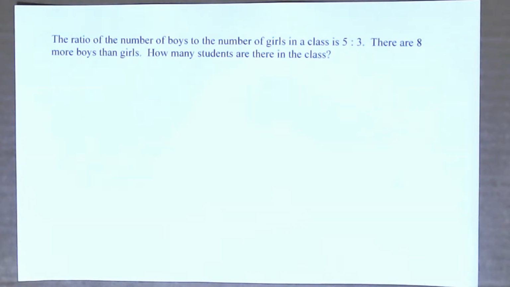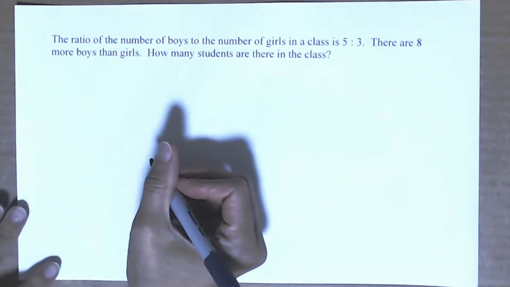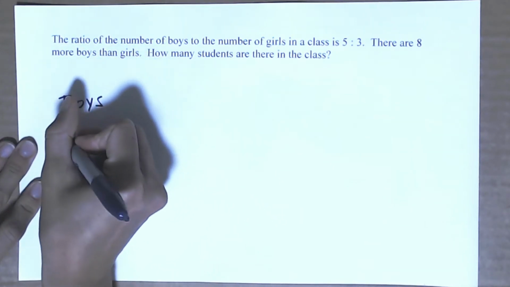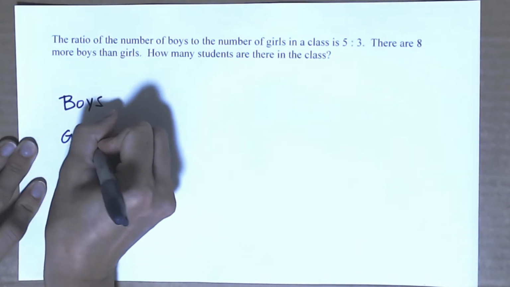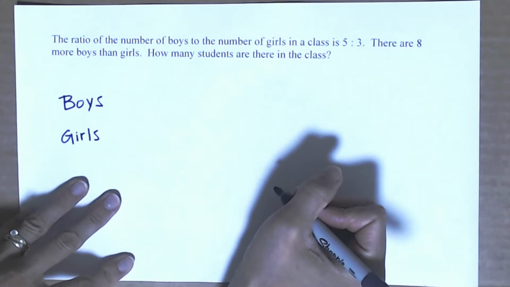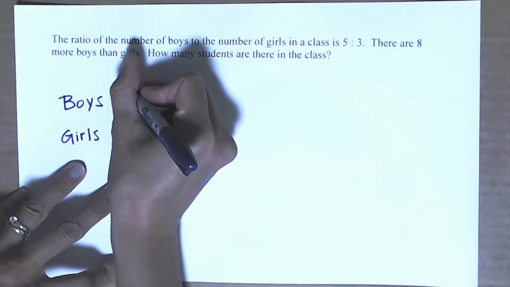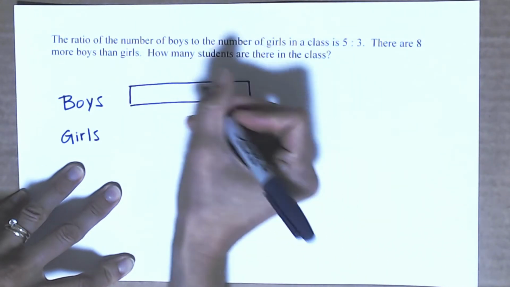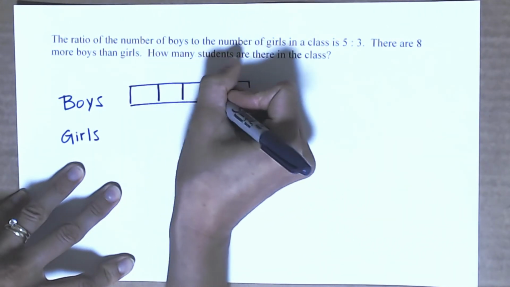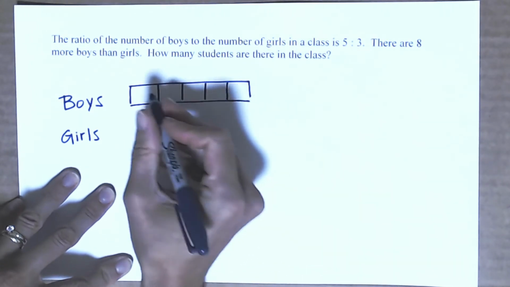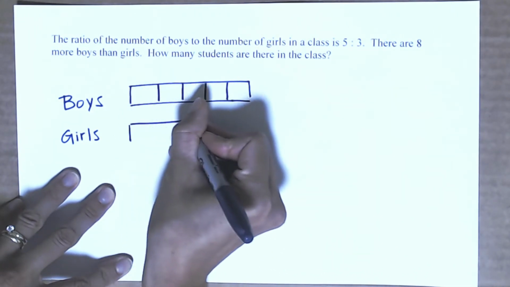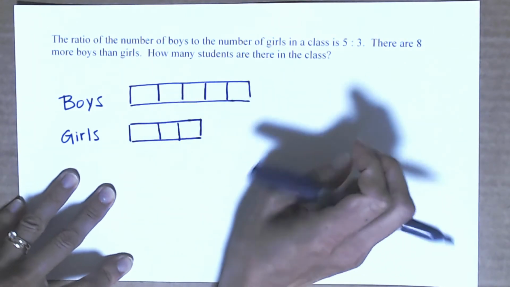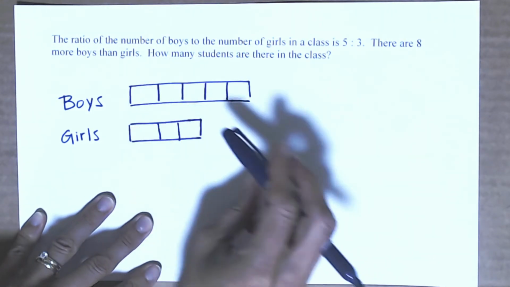Okay, so again, we have a ratio. So we're comparing two numbers. We're comparing boys to girls. And the ratio of boys to girls is 5 to 3. So for every 5 boys, there are 3 girls. There's the 5 and 3. For every 5 boys, there are 3 girls.